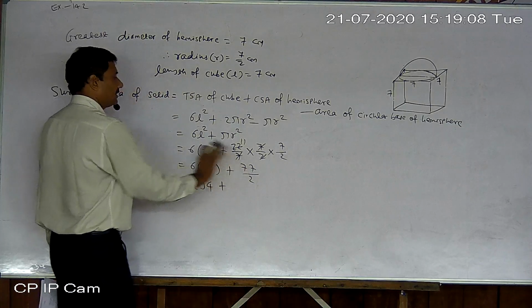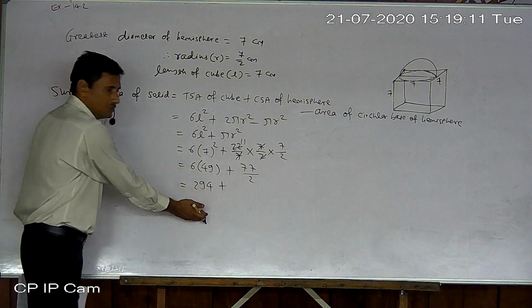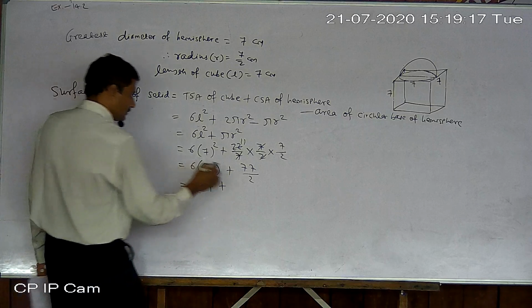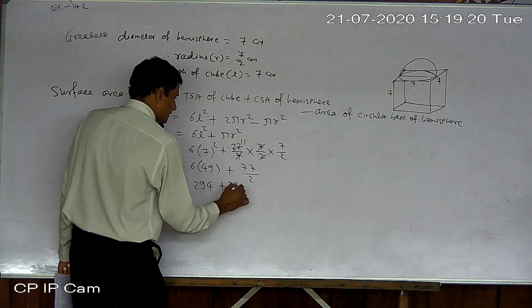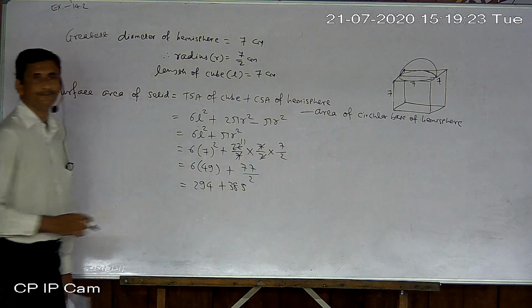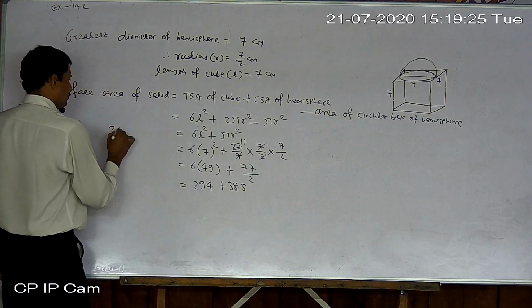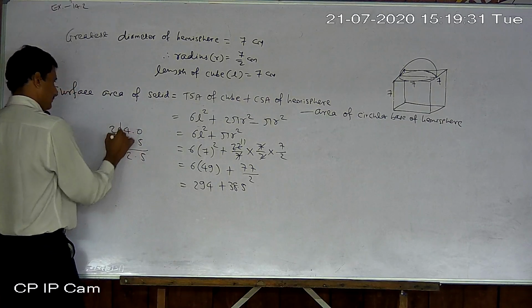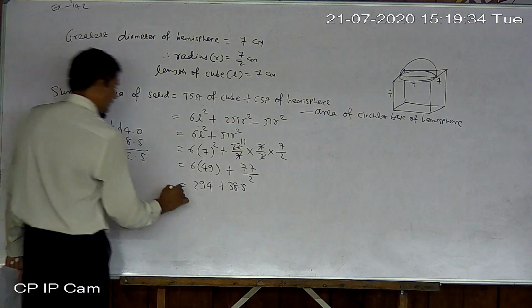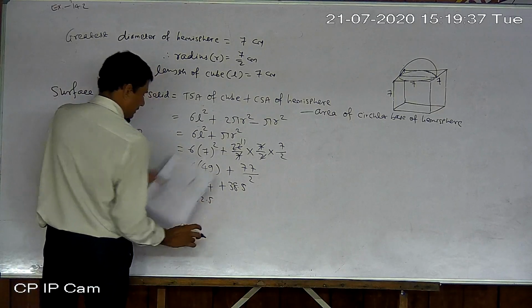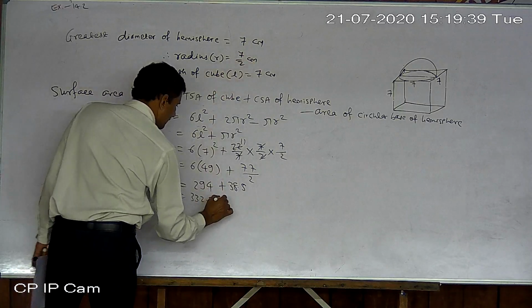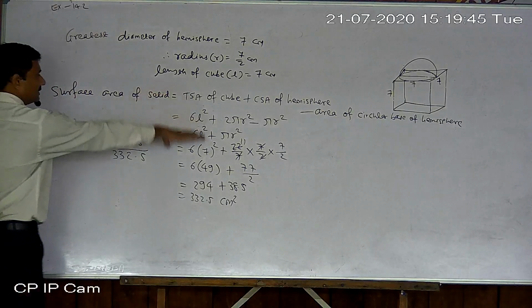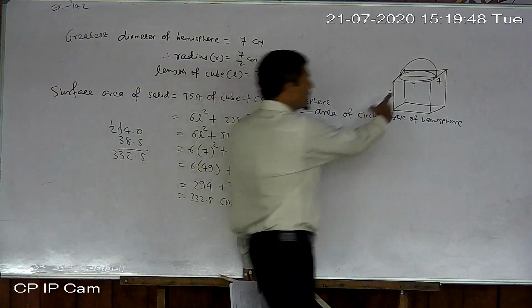Now 77 by 2. Now you can convert it into decimal. Why? Because the final answer is going to come and there is a 2 in the denominator. Otherwise you cannot convert into decimal. So it will be 2 3s are 6, 2 8s are 16, 38 point 5. Okay. Now make the total: 294.0 plus 38.5 is 332.5 centimeters square, or square centimeter. Anyway, that is the surface area of the given solid.